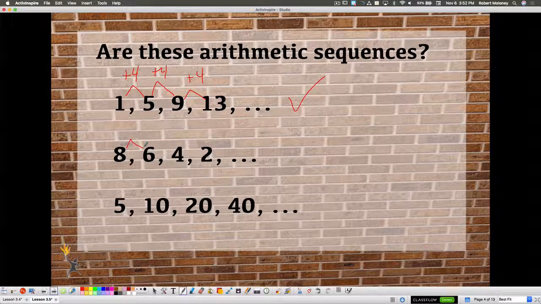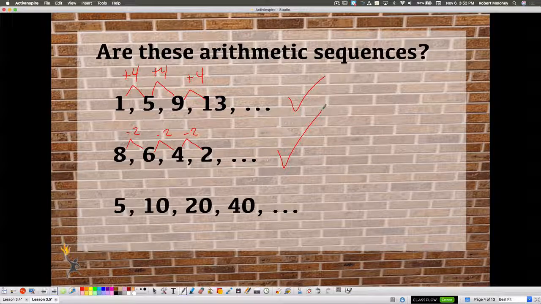The difference between these two is -2. And it stays the same difference, so it has a common difference. So if it has a common difference, it's an arithmetic sequence. You take a look at this one. You pause the video, and we'll take a look at this and see if this is right.